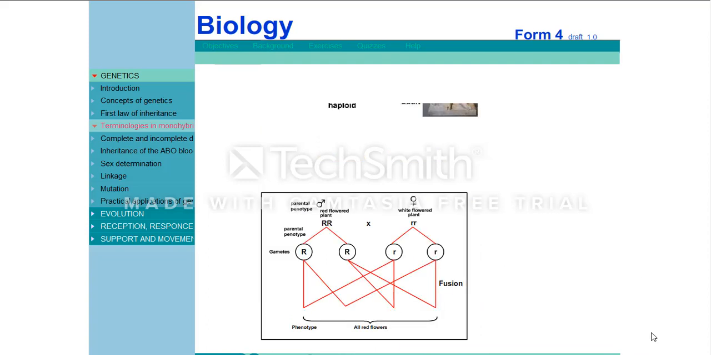Diploid. This is the number of chromosomes contained in the somatic body cells denoted by 2n. Haploid. This is the number of chromosomes contained in the sex cells or gametes which have half the diploid number and is denoted by n. The illustration shows diploid and haploid cells.